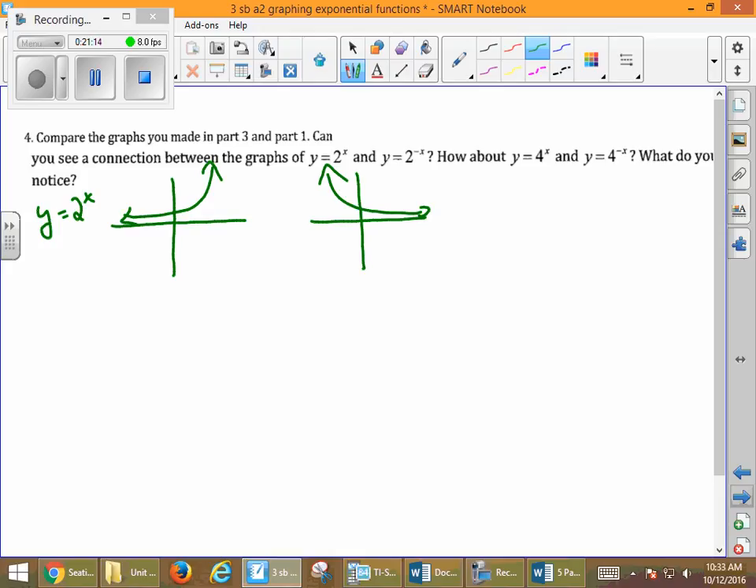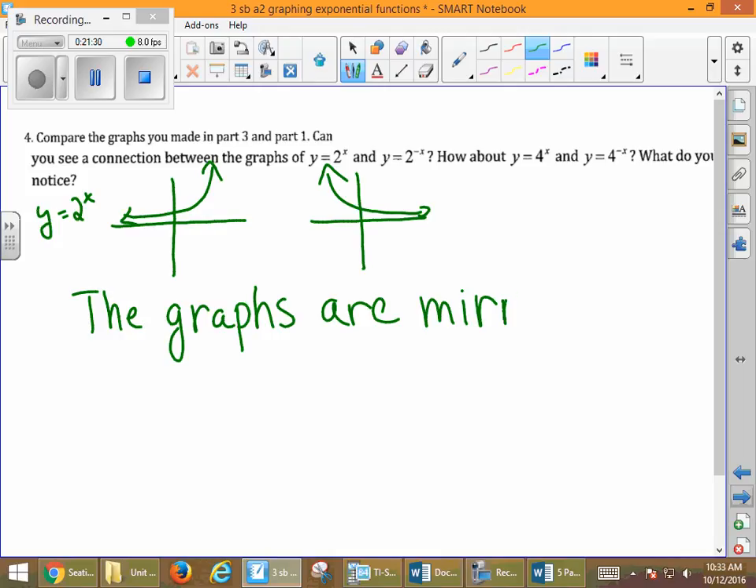They're mirror images of each other. If we fold this graph onto here, we just have to flip it over. The graphs are mirror images. And you can check that with 4 to the x and 4 to the negative x. And I hope that you see the same characteristic there.